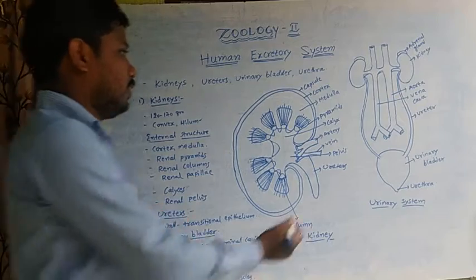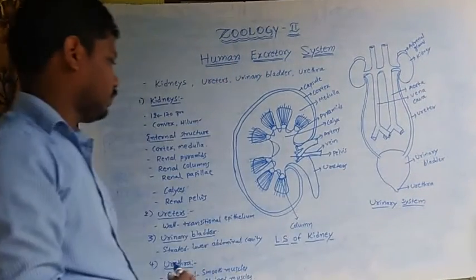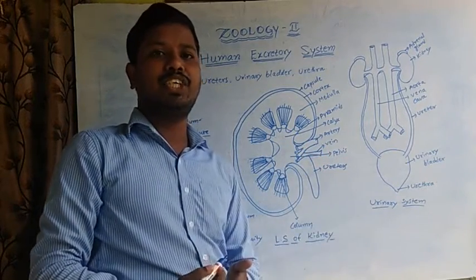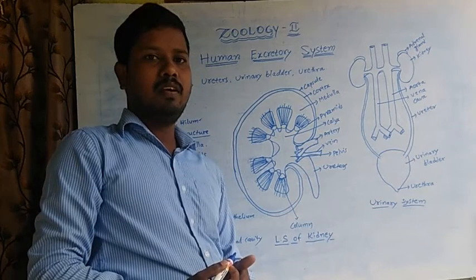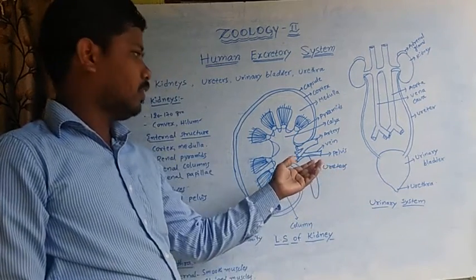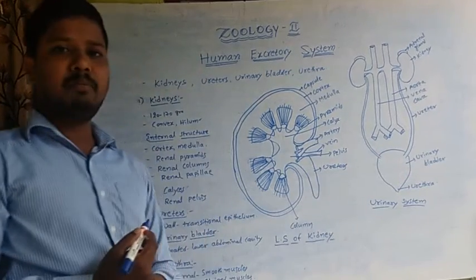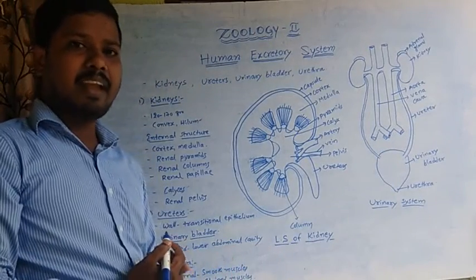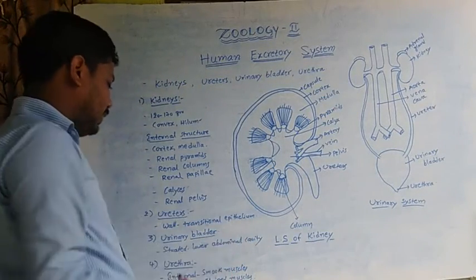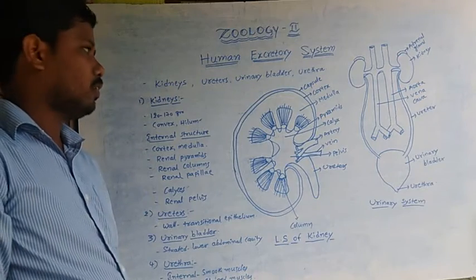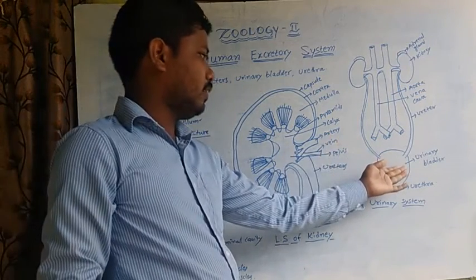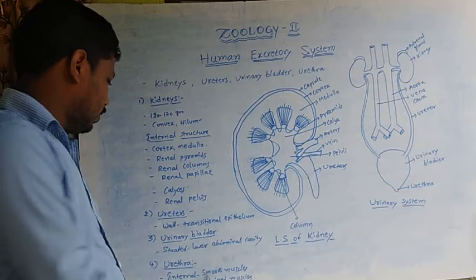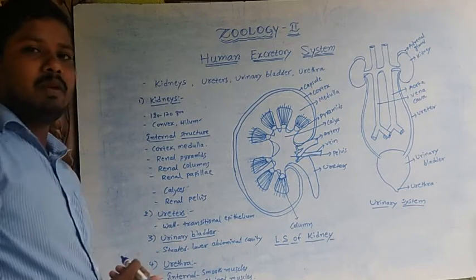Here are the pair of ureters. Ureters are slender whitish tubes which open into the urinary bladder. The wall of the ureter is lined by transitional epithelium. So these ureters open into the urinary bladder. Let's see about the urinary bladder.